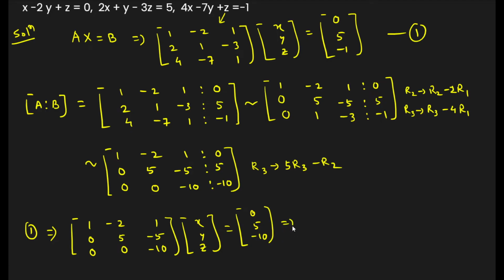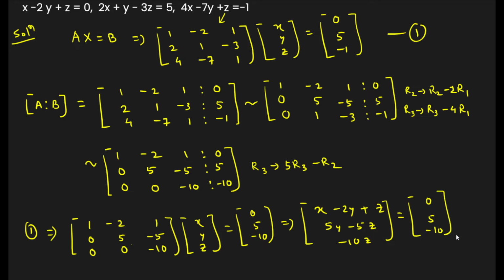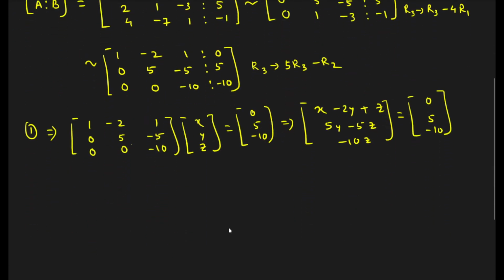Now let us multiply it. So we have to multiply these two matrices. After multiplying, the first equation will be x minus twice y plus z, the second equation will be 5y minus 5z, and the last equation is minus 10z. Then 0, 5, and minus 10. So now we'll compare the equations.